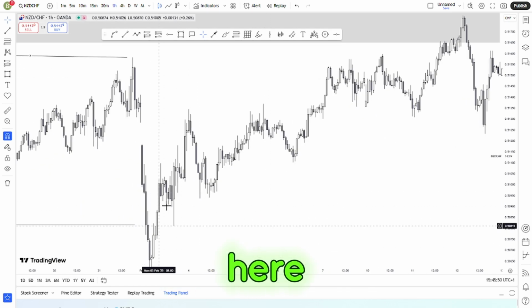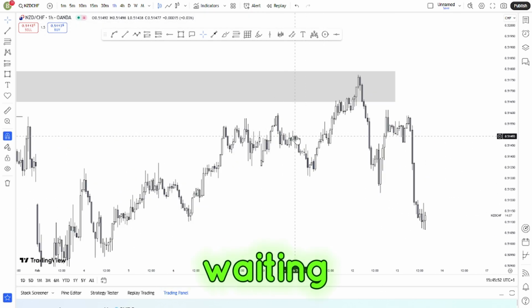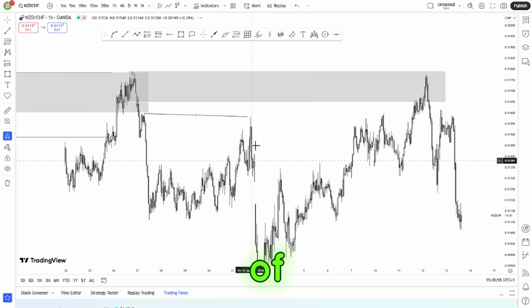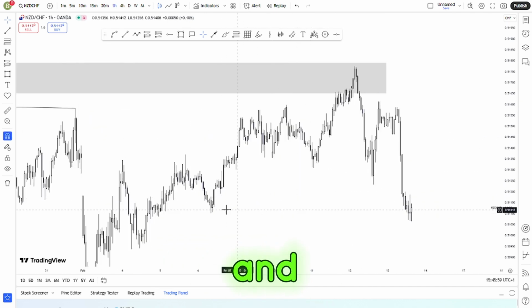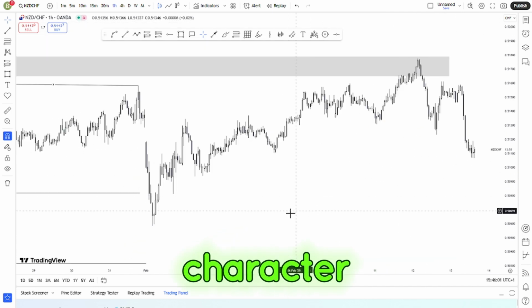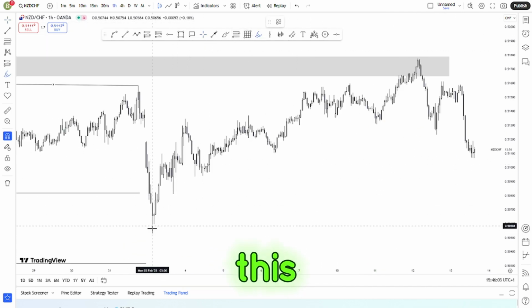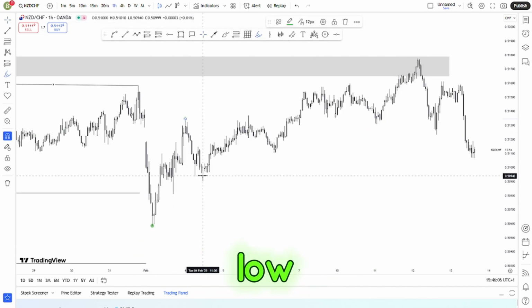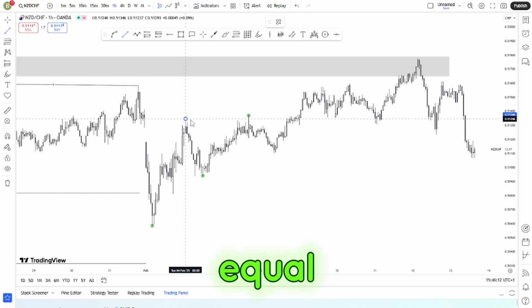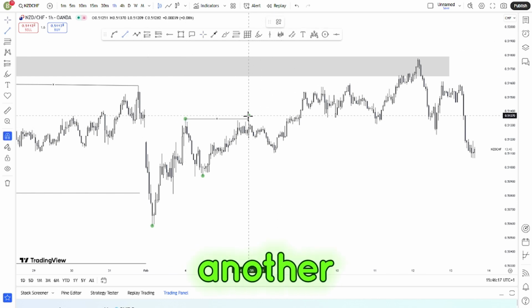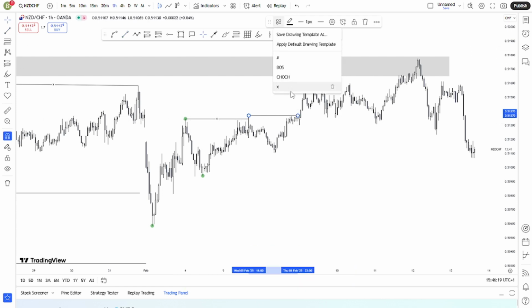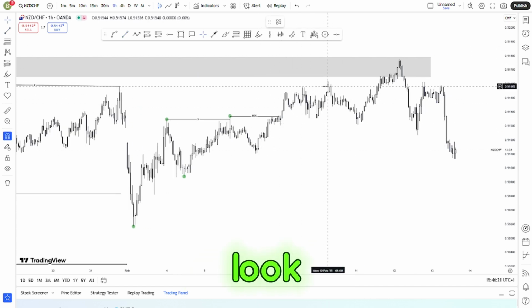And as you can see here, the market was pushing up, and then we were waiting for the market to mitigate this area of supply. Then we took out this liquidity here and had another internal change of character. As you can see here, we had this lower low, then we had a higher low, then a lower low here, then we had equal highs. As you can see from this point, these were equal highs or a liquidity sweep around this point. Then we had another break of structure around this area. Then we look for our highest point.